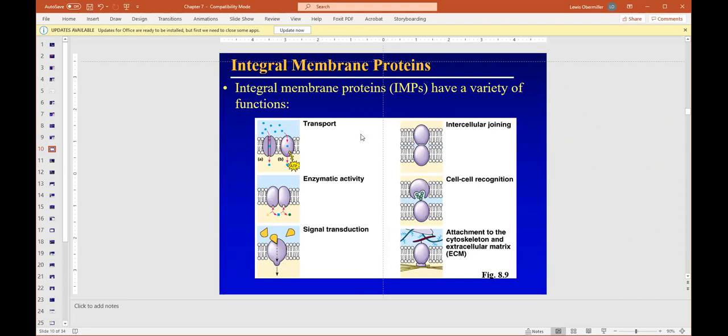So integral membrane proteins we talked about, they have a variety of functions. We talked about transport. So, glucose, water, whatever, it goes through these channels. Sometimes it requires energy to transport it. Sometimes it doesn't.